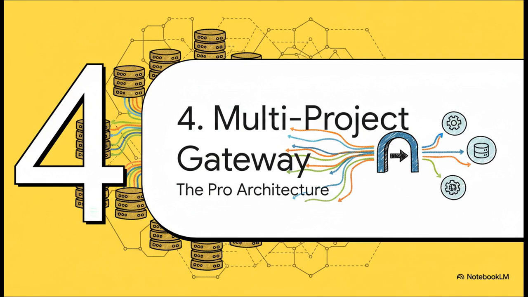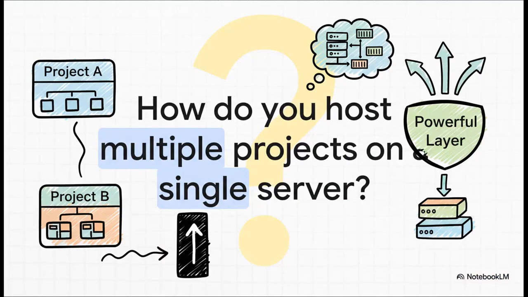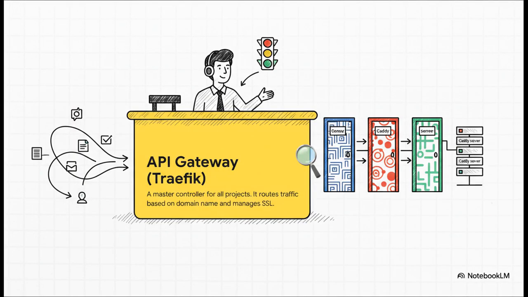You don't want to buy a new server for every little project. And answering this question is what takes you from just getting something online to building like a true professional. You need a way to keep Project A totally separate from Project B. And the answer is to add one final super powerful layer to our architecture. So we bring in the big gun, an API gateway.